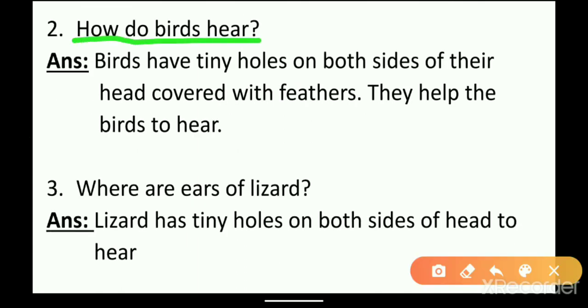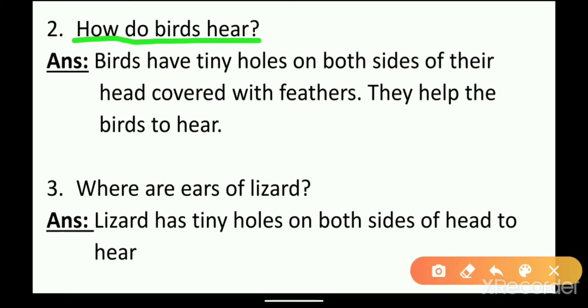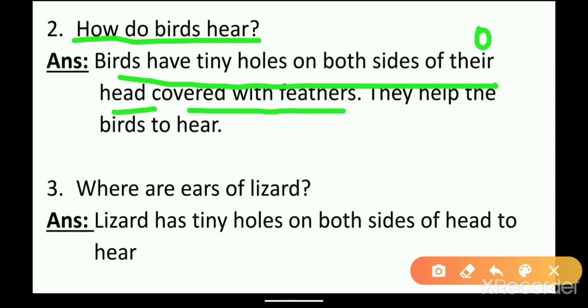How do birds hear? How do we all hear? With the help of our ears. So birds and other animals also have ears. Let us see how birds hear. Birds have tiny holes on both sides of their head covered with feathers. They help the birds to hear.